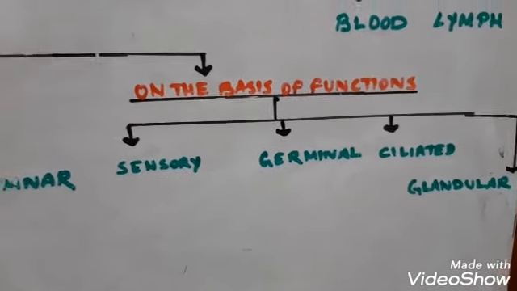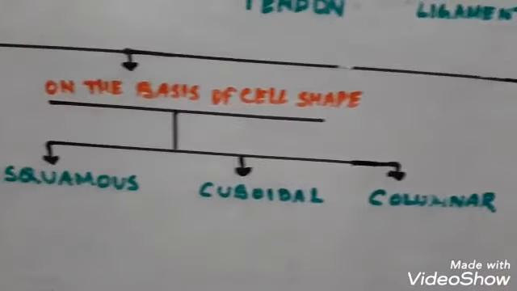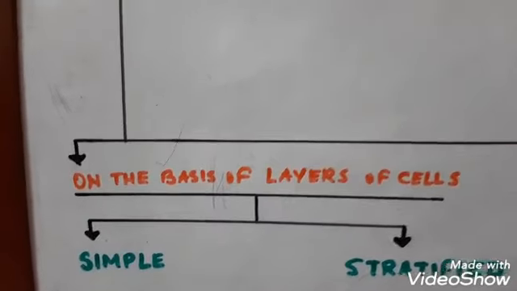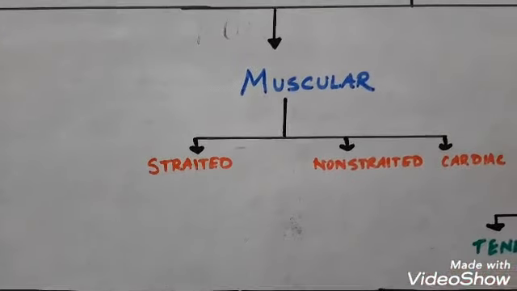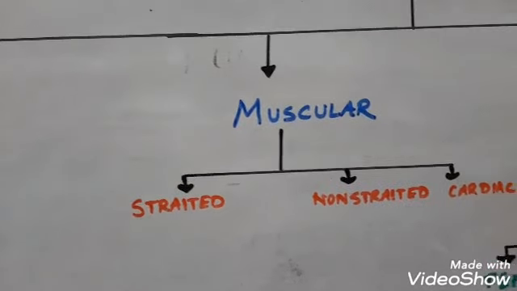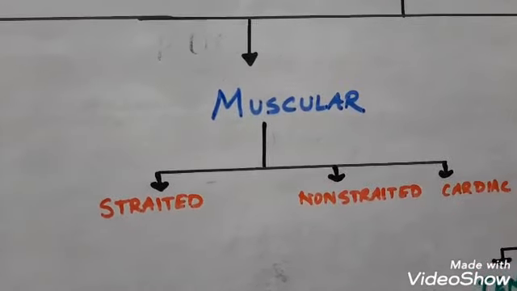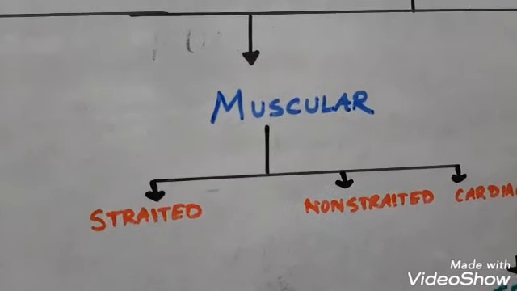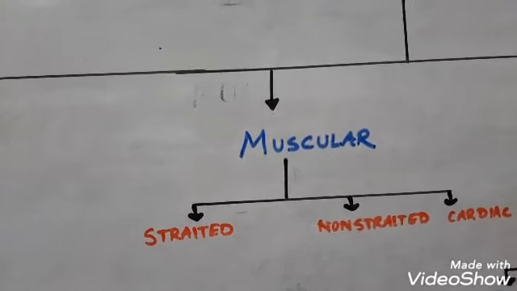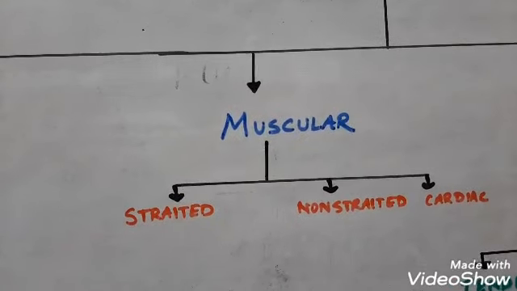Now I will describe each one of these tissues later. First let me tell you about the next type of tissue in animals, the muscular tissue. Muscular tissues are divided into three types: stratified, non-stratified and cardiac. These are the three types of muscular tissues in animals.